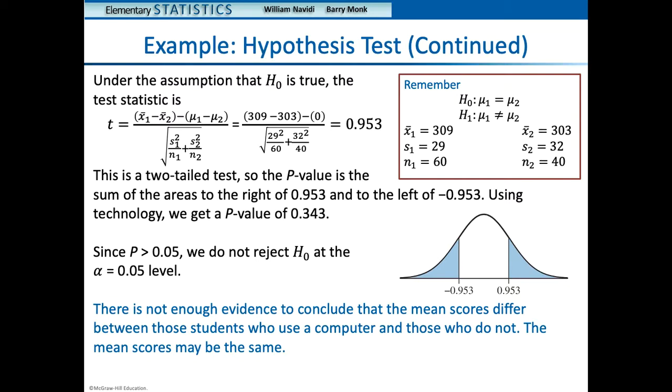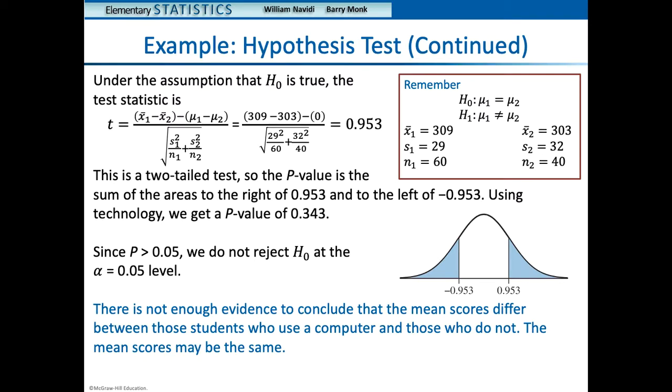Either way, this p-value is significantly greater than our value of alpha. So we will not reject the null hypothesis at the 0.05 level, and we will say there is not enough evidence to conclude that the mean scores differ between those students who use a computer and those who do not. The mean scores might be the same, and we'll leave our answer as that.